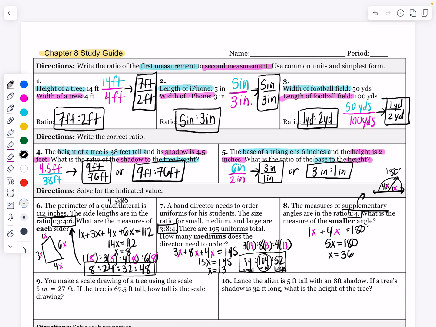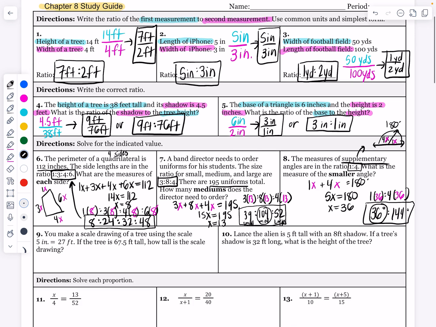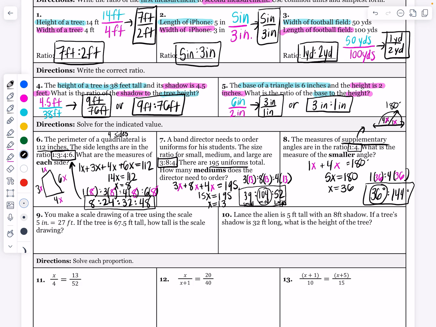So if I want to know what my original pieces are, I'm just going to go back and plug it in. I'm going to go 1 times 36 and 4 times 36. They want to know the value of the smaller angle, so really all you're having to do is 1 times 36. I go ahead and find both. So one angle is going to be 36 degrees. The other angle is going to be 4 times 36, which is 144. So the answer to my question is the smaller angle is only going to be 36 degrees. Okay. All right, number 9, and then I'll make a new video for the next section.